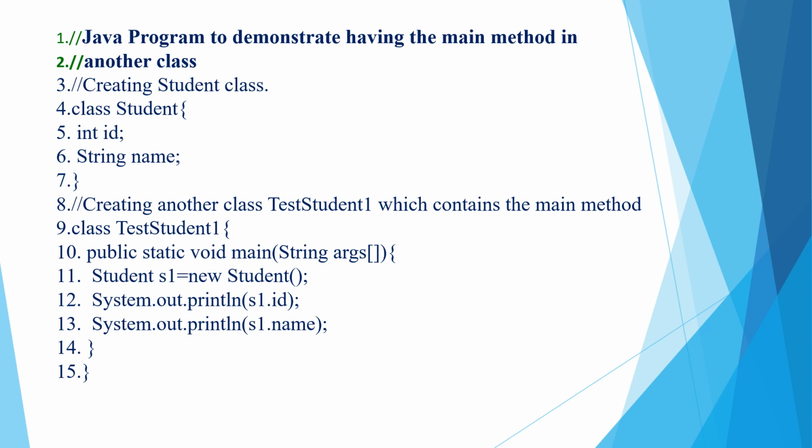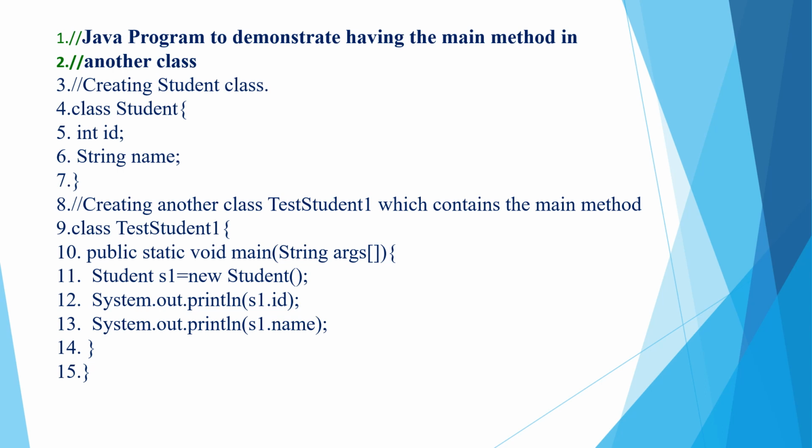So here we are having how many classes? Two classes. One is the Student class, and the other one is the TestStudent1 class. Within that we are having the main method, public static void main, String args. Now within this main class I am calling the class Student.